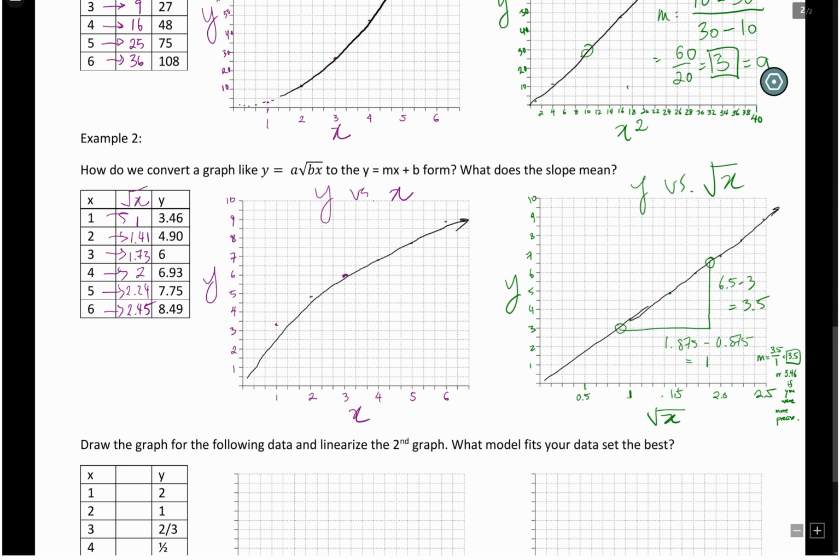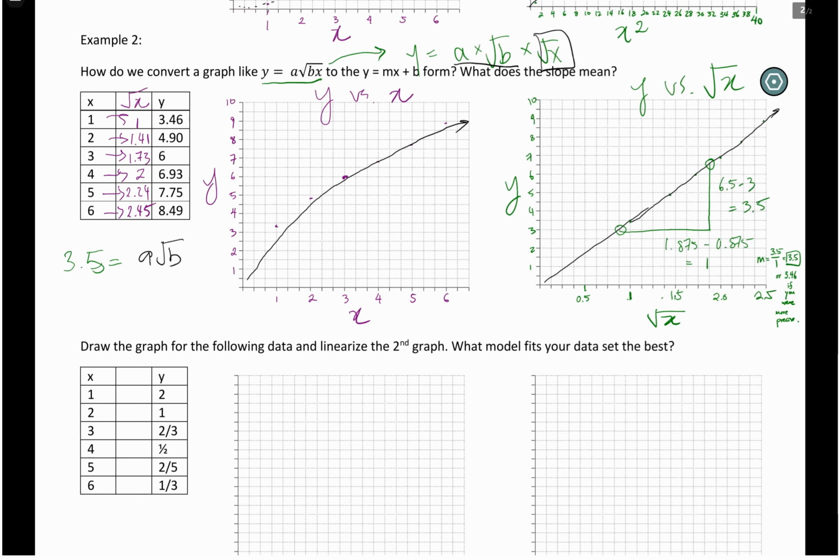So indeed, in this case, our slope, our m, which is 3.5, is equal to, when we take a look at this equation over here, we can simplify that one to y is equal to a times square root of b times square root of x. Since we plotted the square root of x, our m would be a times the square root of b. That is our slope. It's equal to a times square root of b.